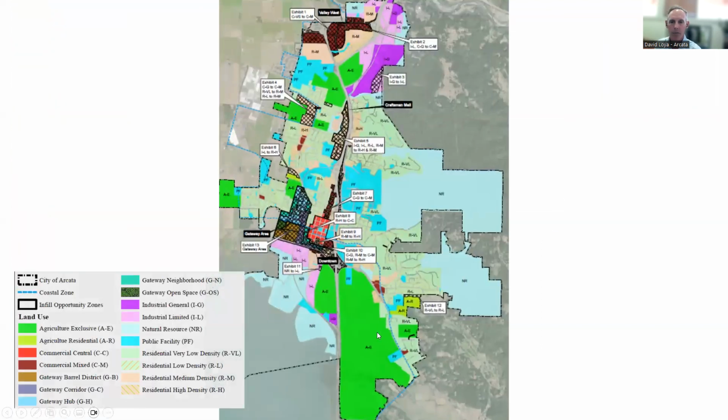I wanted to zoom in here and give you the titles of these different districts in a little higher resolution so that you can see again that agricultural exclusive, all these green areas, the public facility and natural resource lands take up quite a bit of the city's area. In fact, of approximately the 11 square miles that the city encompasses, only about half are in urban development. The other half are in natural resources.